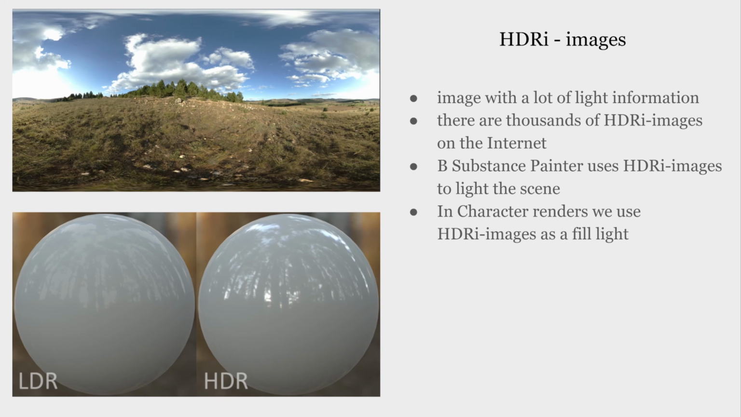HDRI is a technology for handling high-quality dynamic ranges. In simple terms, it is an image that contains more information than a regular photo. Look at the image below. Here we see a sphere lit by a regular photo on the left and by an HDRI image on the right. Obviously, you can find numerous HDRI images online if you need them, but in Marmoset there is a sufficient library of HDRI images available.